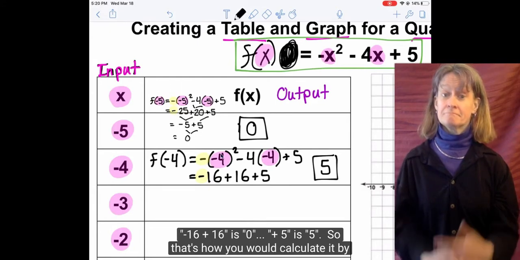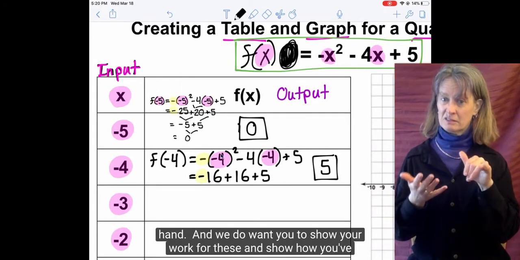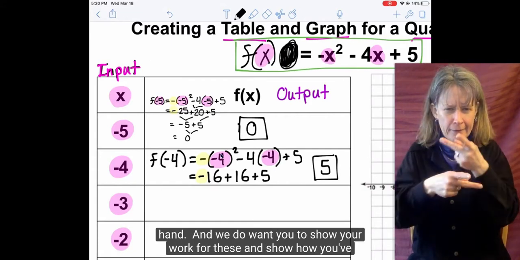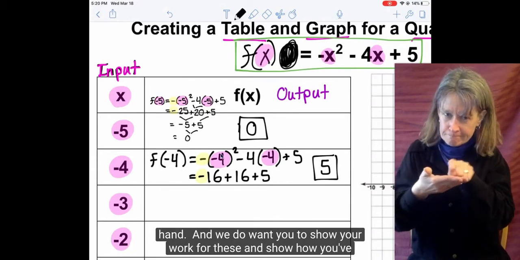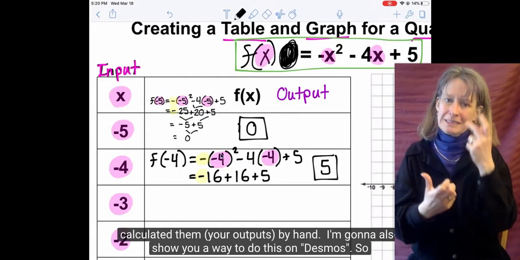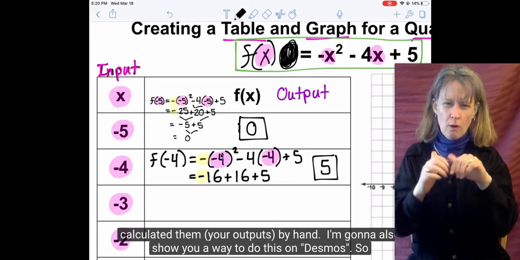So that's how you would calculate it by hand. And we do want you to show your work for these and show how you've calculated them by hand. I'm going to also show you a way to do this on Desmos.